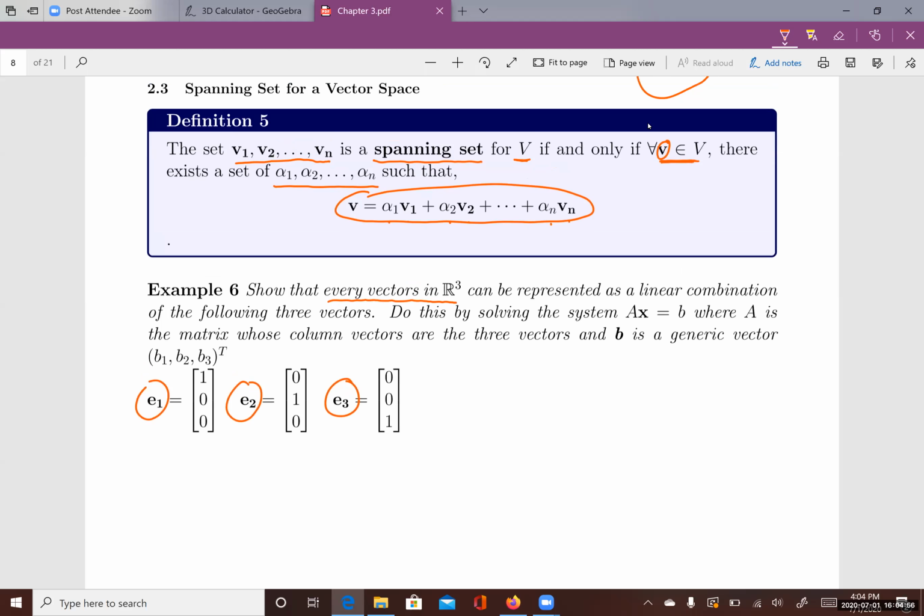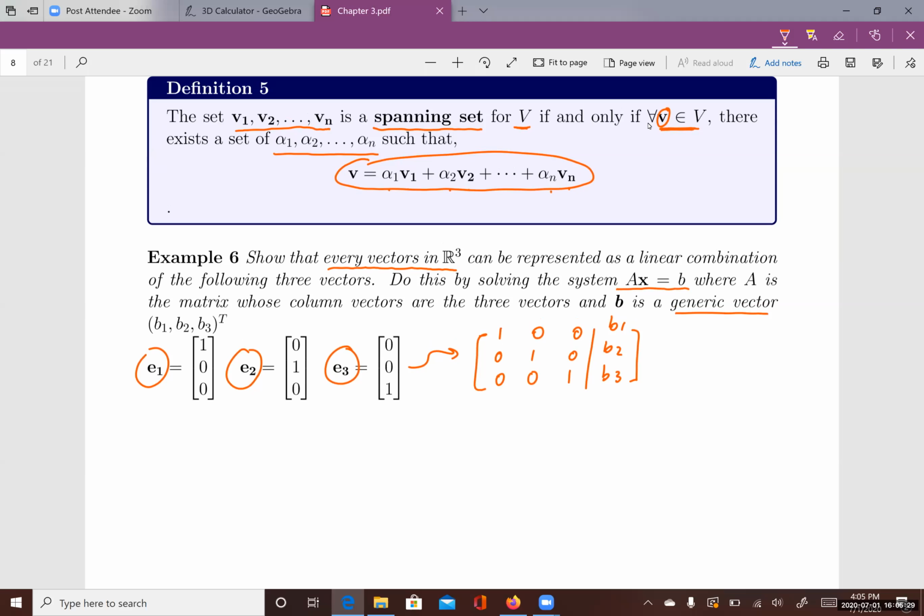So that's the definition, that's the theory, but when you put it into practice, you want to take these three vectors and put them into a matrix, and you augment it with a random vector in R3. I call it, let's say, b1, b2, b3. It's a generic vector, because it's a random vector in R3.